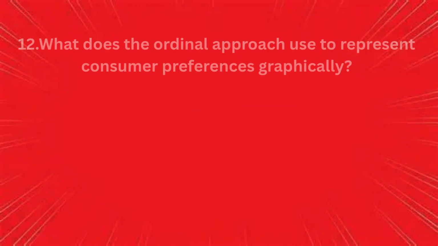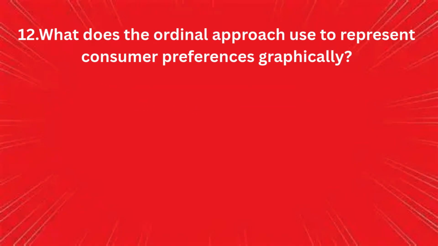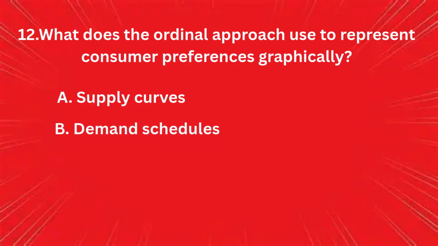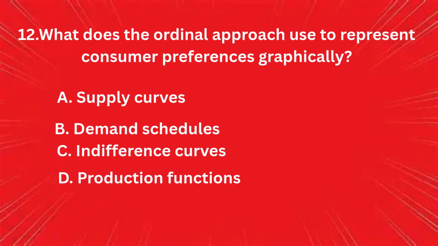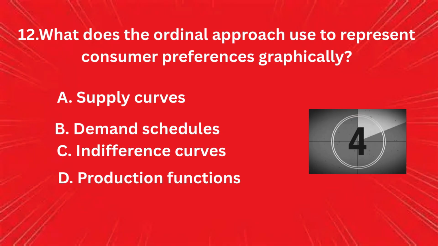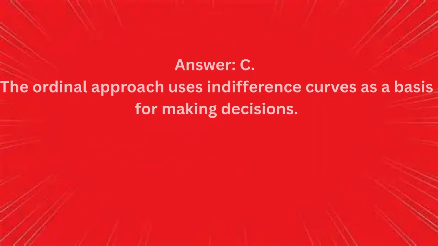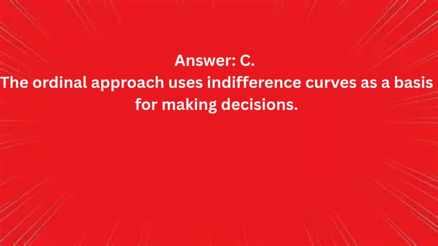12. What does the ordinal approach use to represent consumer preferences graphically? A. Supply curves. B. Demand schedules. C. Indifference curves. D. Production functions. Answer. C. The ordinal approach uses indifference curves as a basis for making decisions.